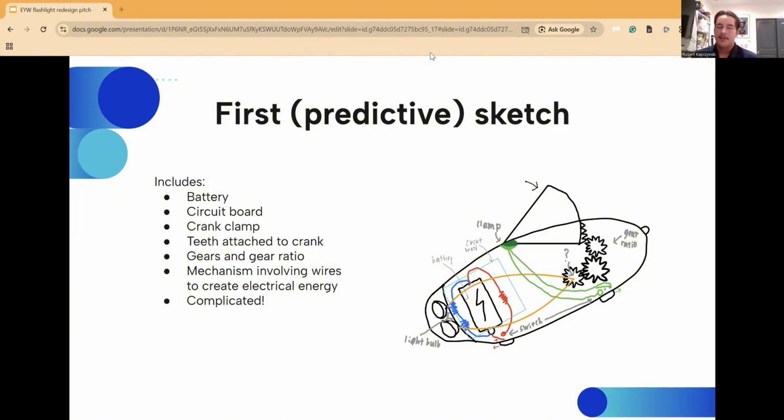After we finished our direct testing process, we drew a predictive sketch of what we thought was happening inside the flashlight. My sketch shown here included a large battery that was connected to a circuit board that routed the power to the LED bulbs.